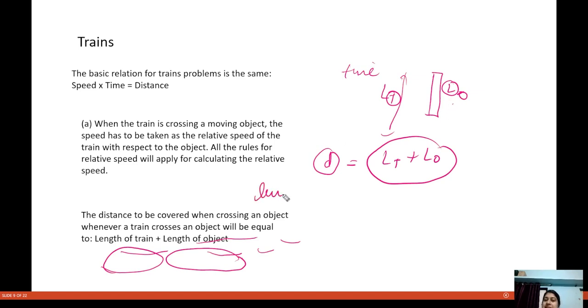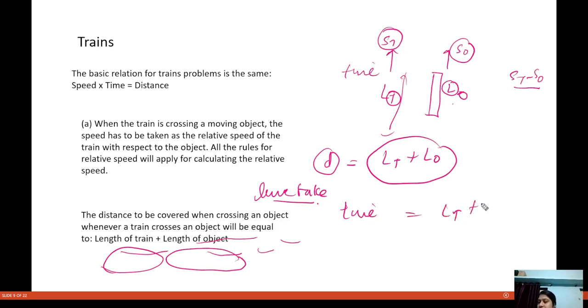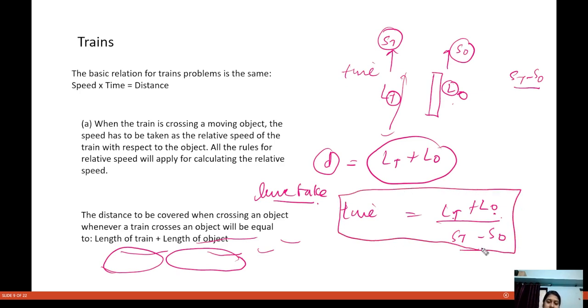So whenever it is asked the time taken by the train to cross the object, if the train is moving at a speed, let's say ST, and the object is moving at speed SO, the relative speed will be ST minus SO, depending upon whether the train speed is greater or not. So time taken will be given by what? Time taken to cross this object will be given by LT plus LO, that is length of the train plus length of the object, divided by speed of the train minus speed of the object.